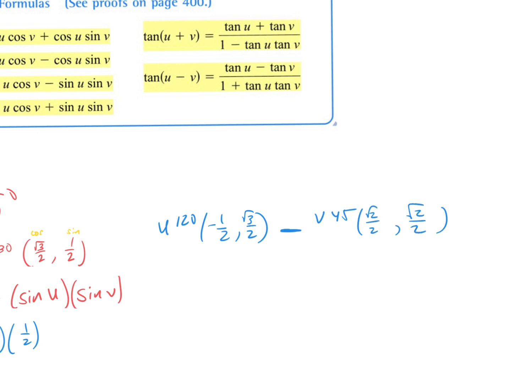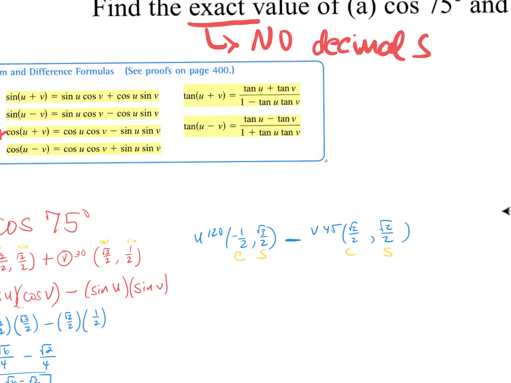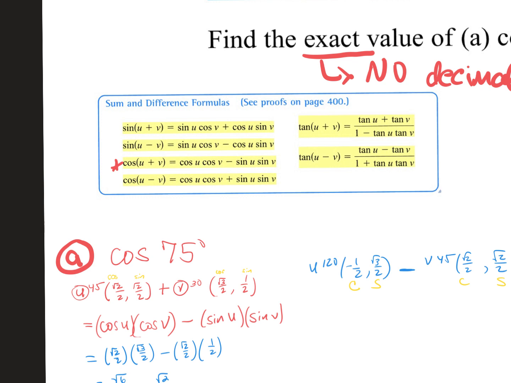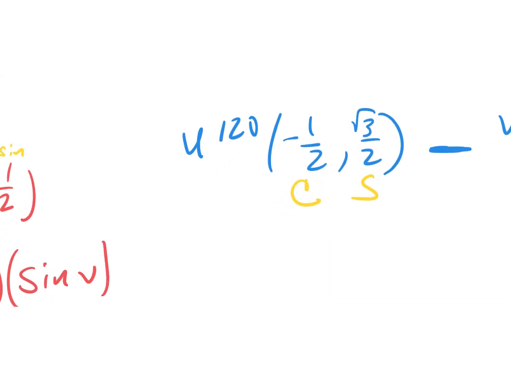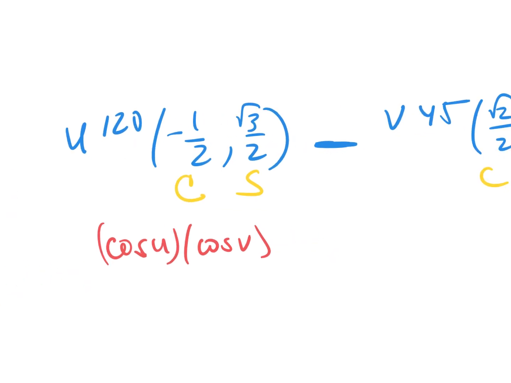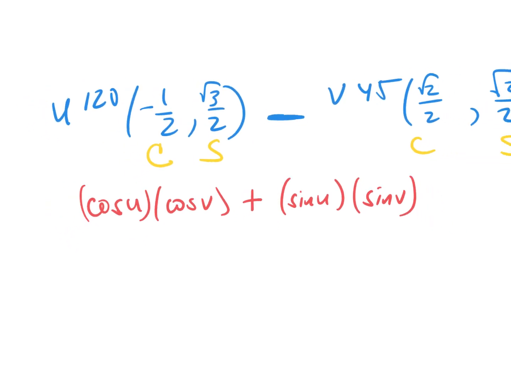Okay, again, I'm going to go ahead and remind myself, this is my cosine, this is my sine, this is my cosine, this is my sine. So now I have two angles that when I subtract them, it gives me 75. So which formula am I going to use in this case? The cosine u. Correct. So it's going to be cosine u times cosine of v. Now what goes in the middle? Plus sine of u times the sine of v. And again, you guys are going to be given the formulas. So now we're going to do the exact same thing.